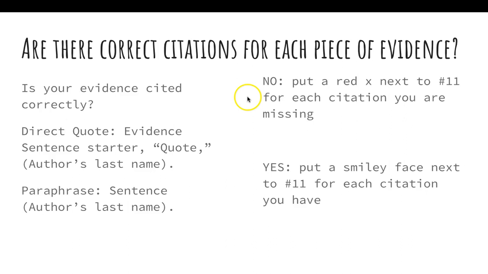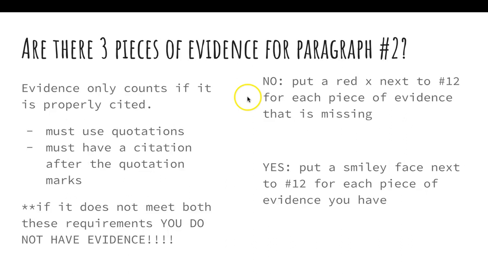If your evidence is not cited correctly for your paragraph 1, put a red X next to number 11 for each citation you are missing. If your evidence is cited correctly, put a smiley face next to number 11 for each citation you have. Are there 3 pieces of evidence for paragraph number 2? Evidence only counts if it is properly cited. You must use quotations. You must have a citation after the quotation marks. If it does not meet both of these requirements, you do not have evidence. Put a red X next to number 12 for each piece of evidence that is missing. Put a smiley face next to number 12 for each piece of evidence you have.